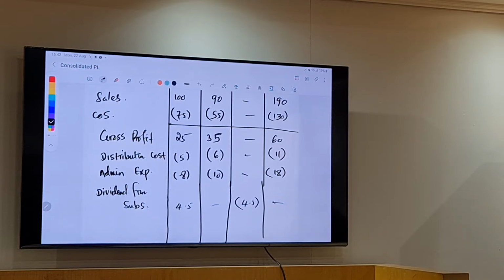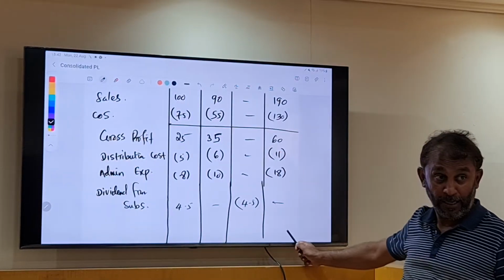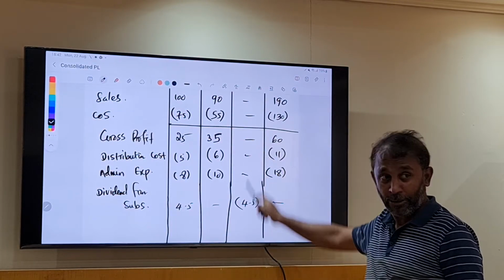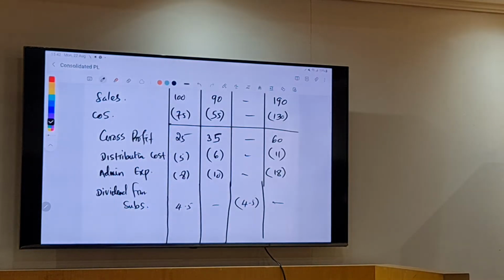Understood? Why do you put it here in adjustment? We have to remove it. When you come to the group level, this is not an income, so we take it off. Any adjustment, plus or minus, we do in this column. Adjustment means any general journal, any additional transaction, all this we put there. So this dividend came at 4.5. Parent company received it, but who paid? Subsidiary. But when you combine as a group, there is no difference. Money is in a single pot.